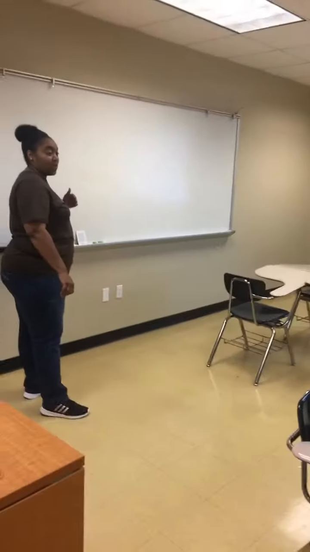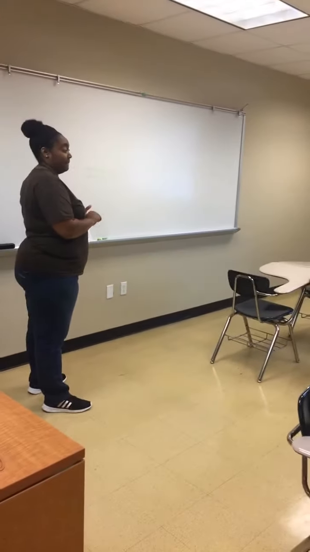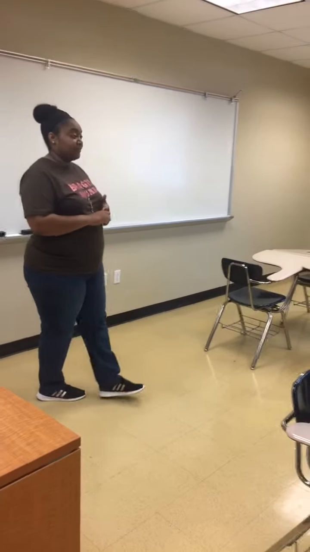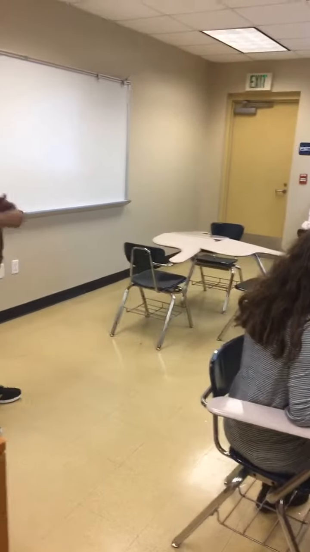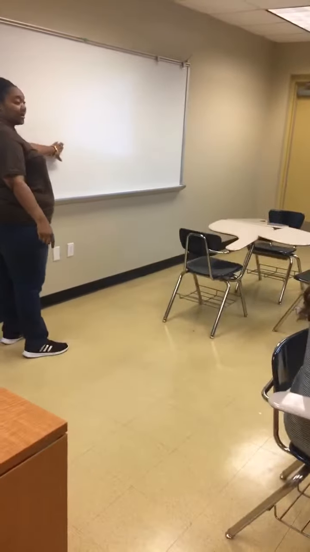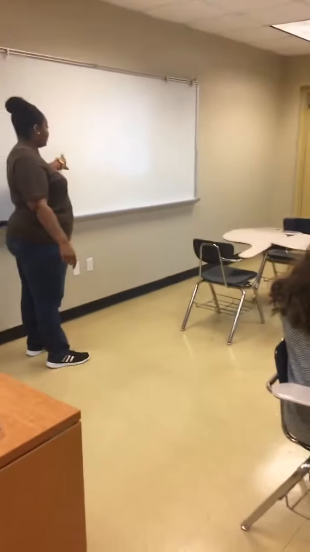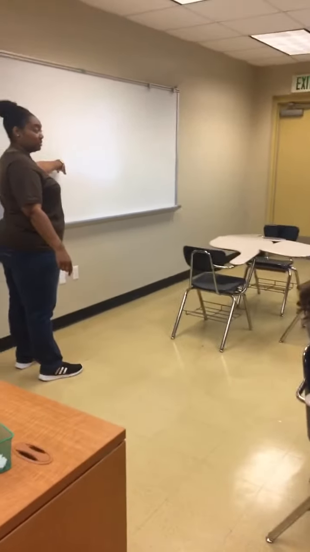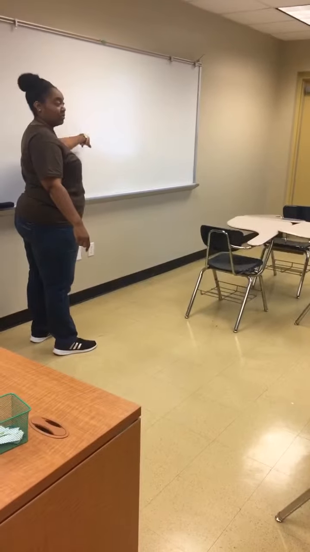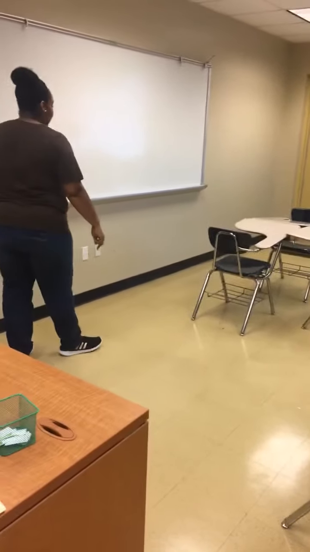Alright, 0, 0, 0, 1, 0, 0, 1, 1. So what was her number? 200? Yes. Alright. So everybody see how she got 200? Okay. Because this 1 stands for what? 8. This 1, 64. 128. Alright, Amari.